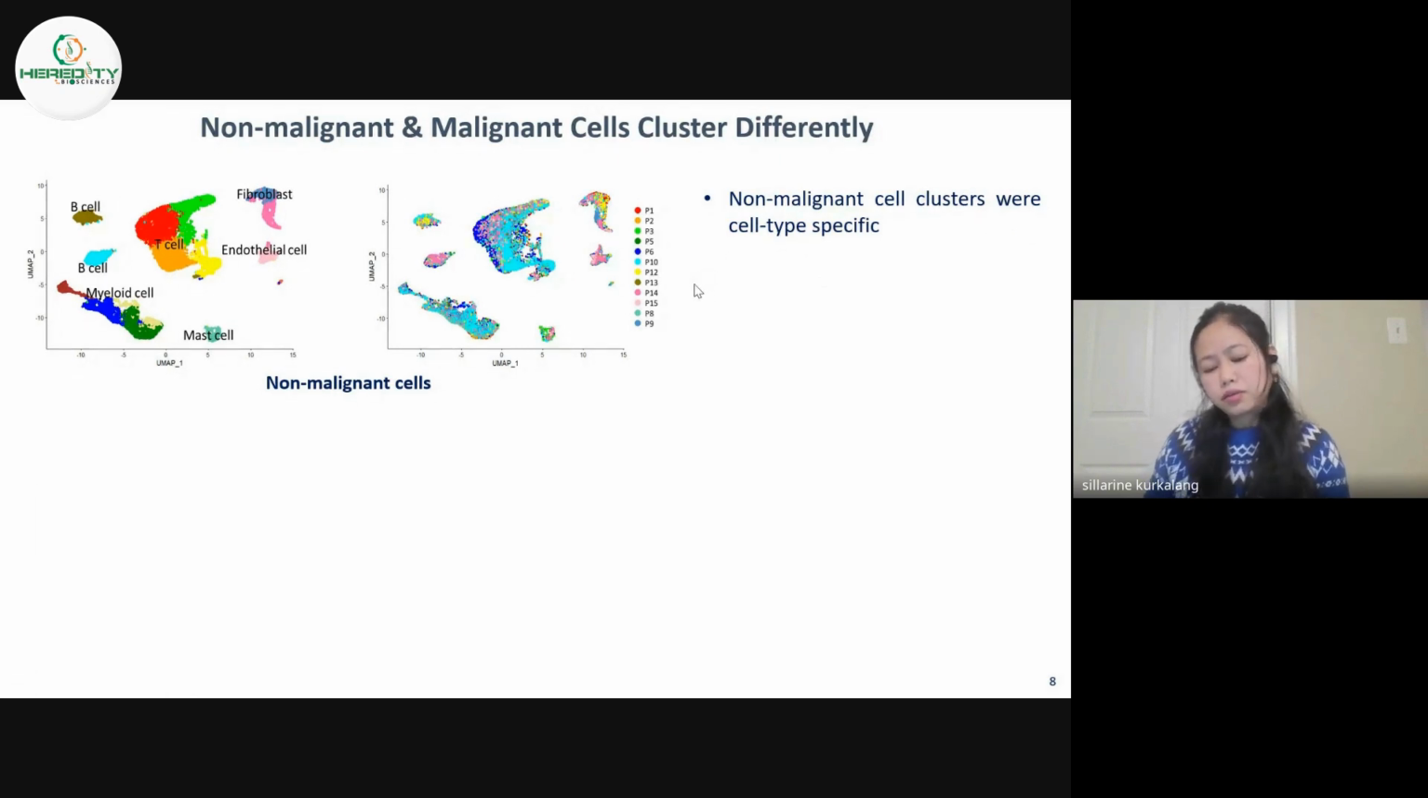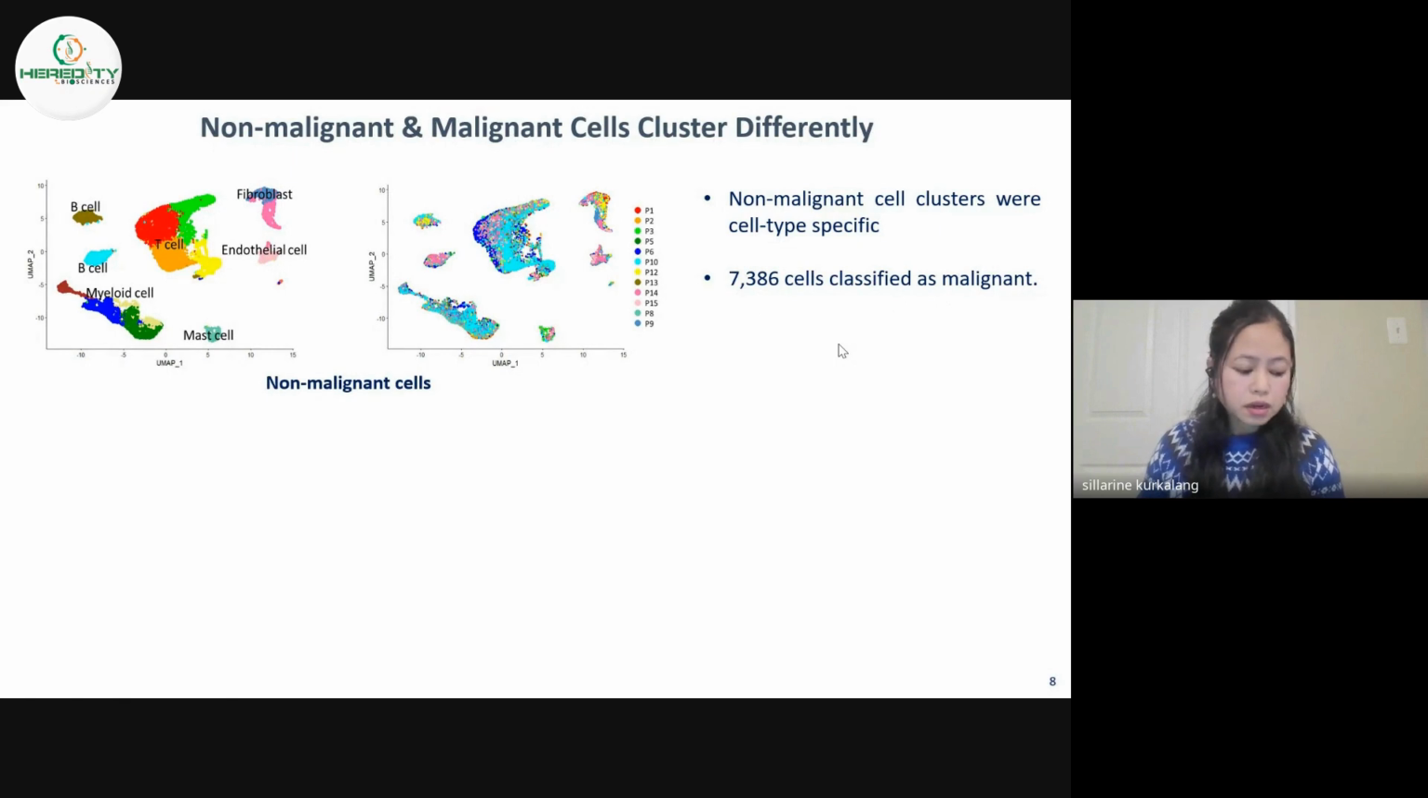Now the epithelial cells are there, and even though this is an epithelial tumor, not all the epithelial cells are tumor cells. So we want to use only the exact tumor cells, which are the malignant cells. We then classify the malignant and non-malignant epithelial cells using an in-house developed method, and we were able to identify around 7,000 epithelial cells as malignant cells.